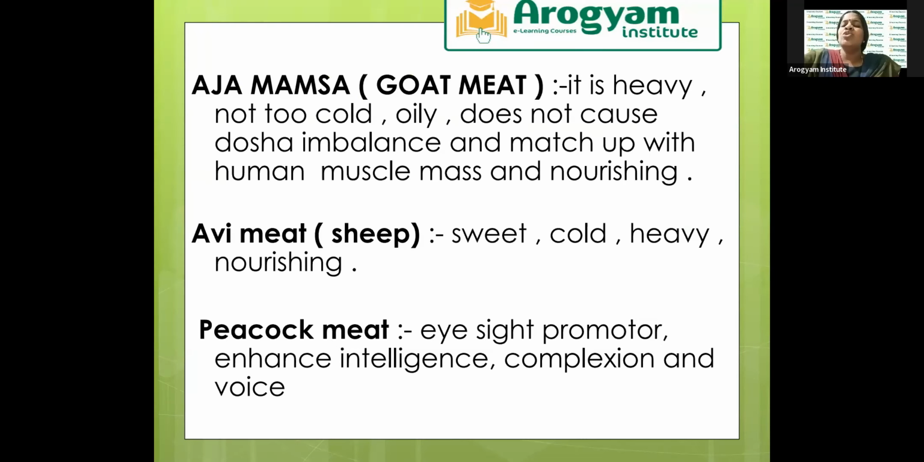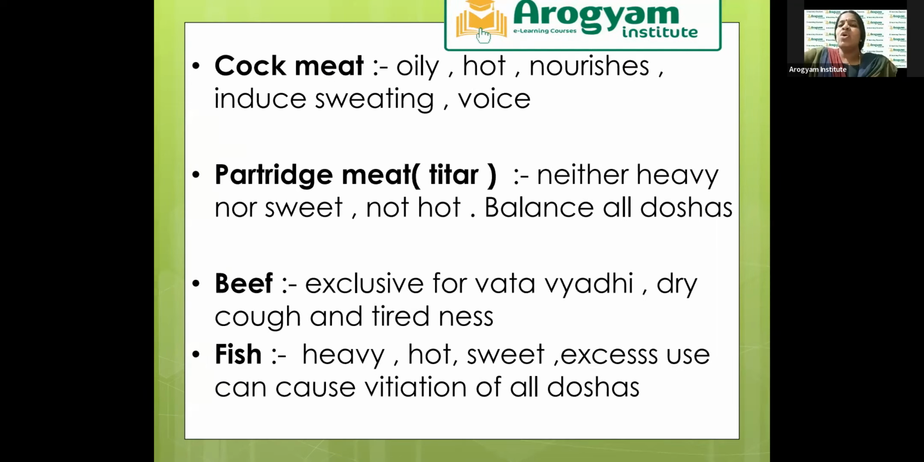Next is ajamamsa, that is goat meat. It is heavy, not too cold, oily, does not cause dosha imbalance, matches up with human muscle mass, and is nourishing. Avi, that is sheep meat, is sweet, cold, heavy, nourishing. Peacock meat is a very good eyesight promoter. It enhances intelligence, complexion, and voice. Then cock meat is oily, hot, nourishing, induces sweating and improves voice.